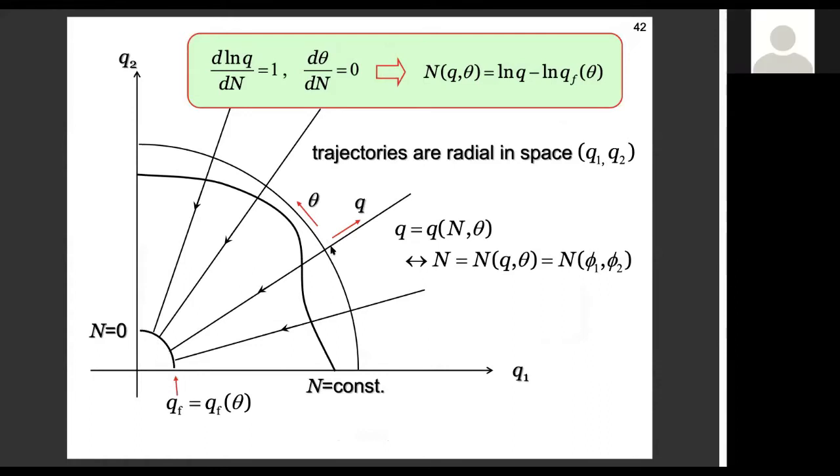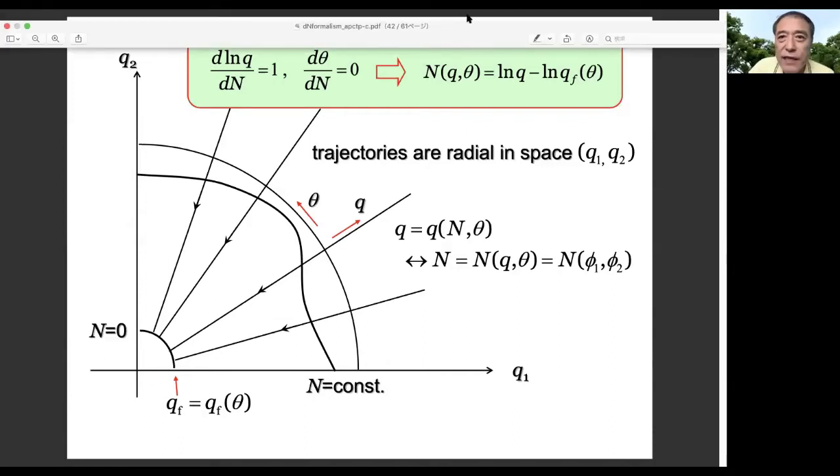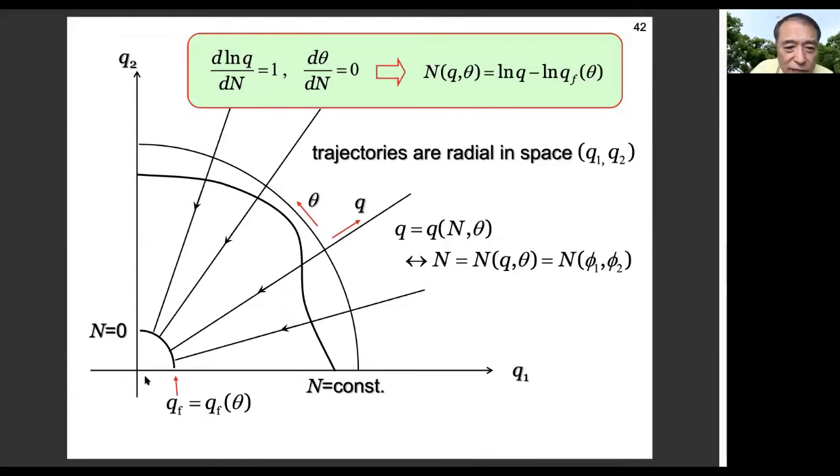Okay. So you integrate from the initial time q to the final time qf of theta. So the final time is dependent on theta. That's why this is the most important point, which happens in many different models. Actually, this is in some sense very similar to a discovered model. In that case, this dependence on theta appears later, after inflation.